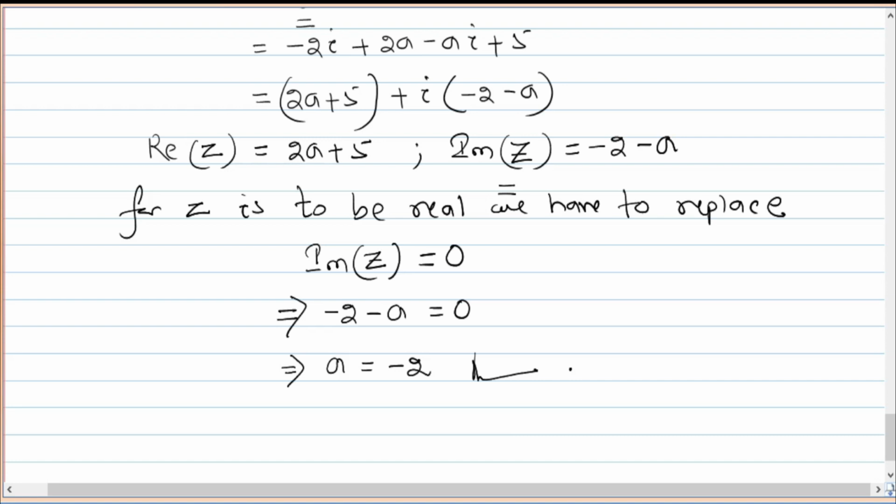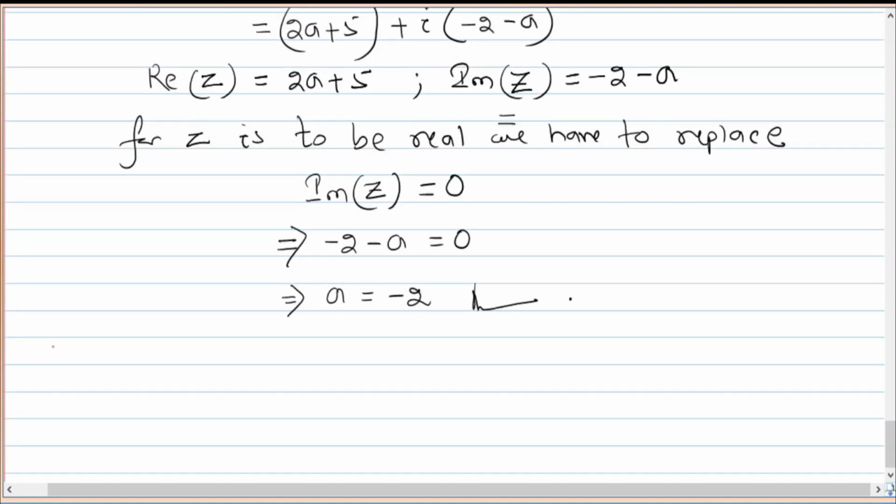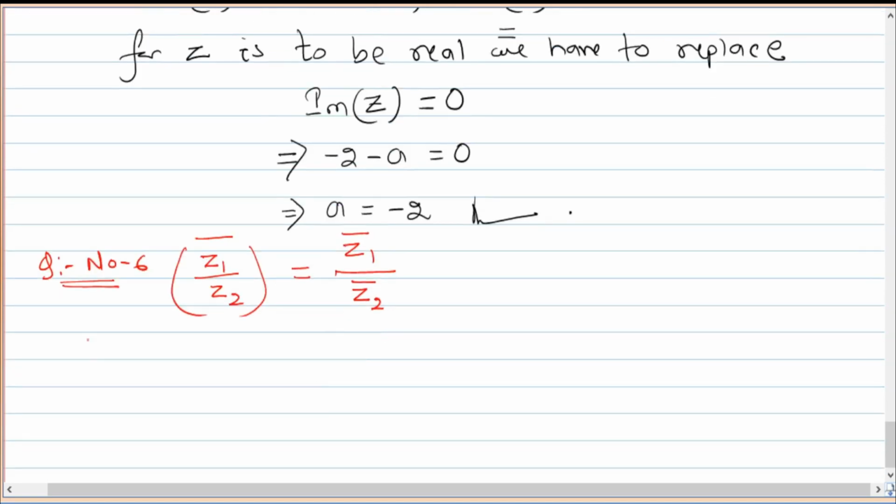Okay, now we'll go to the next question. Now someone is asking to prove, that is question number 6, someone is asking to prove the fourth property of the conjugate of a complex number, that is (z1 by z2) whole conjugate is equal to z1 conjugate by z2 conjugate. We have to prove this. Okay, so let us take the proof.